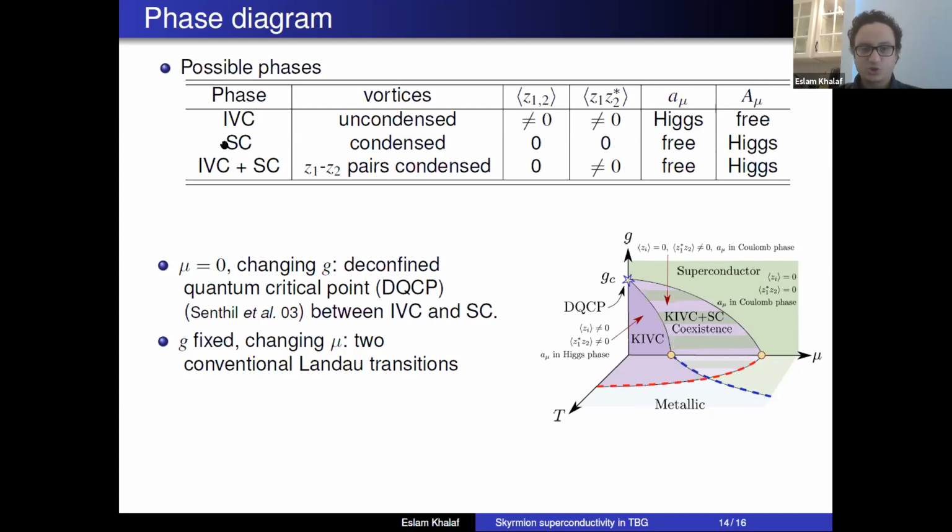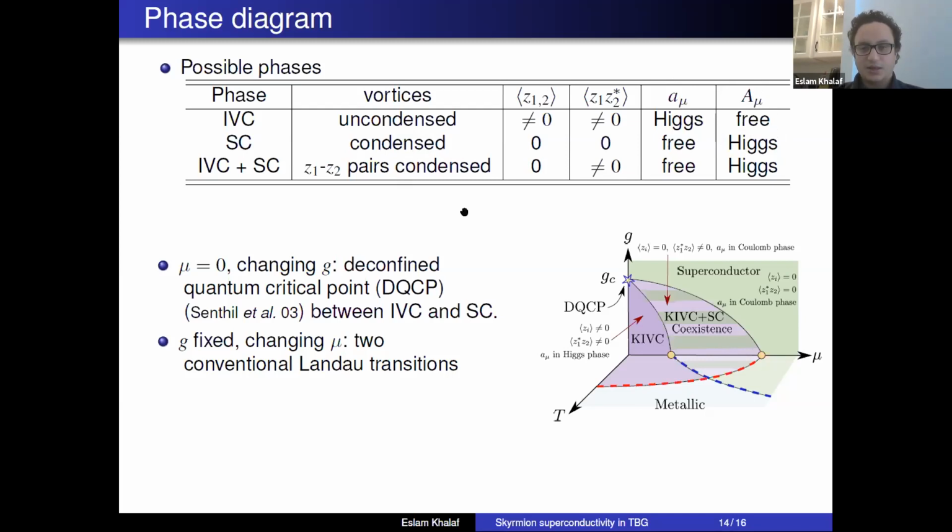There's also the superconducting phase, where we condense the vortices, disordering this z1 and z2. This would correspond to an unhinging transition of a-mu, where a is free, which means the dual variable A capital mu is Higgs. So this is a superconducting phase. This is just the electromagnetic gauge field.